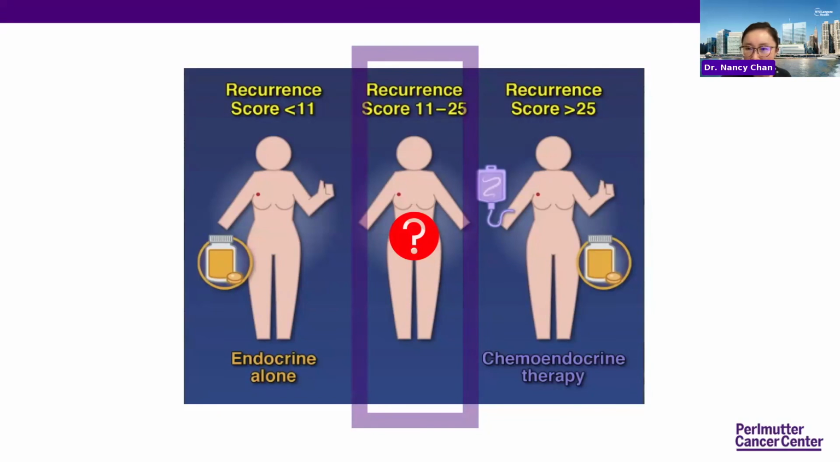And if you had a high recurrence score, a score that's greater than 25, then you are more likely to benefit from chemotherapy in addition to anti-estrogen therapy. For a long time, we did not know what to do with the intermediate group with a score of 11 to 25. And so for a very long time, these patients all received chemotherapy.